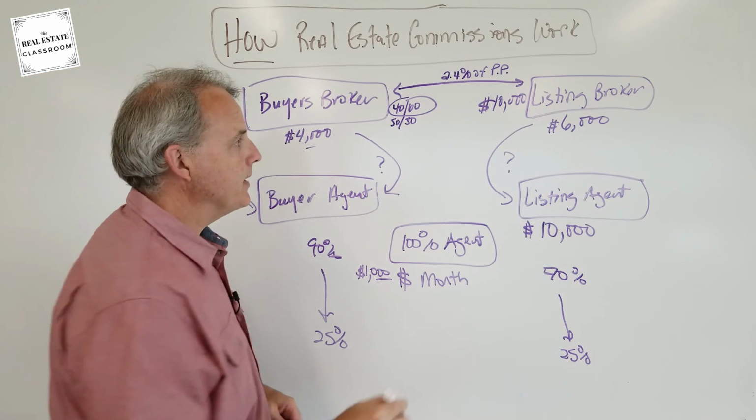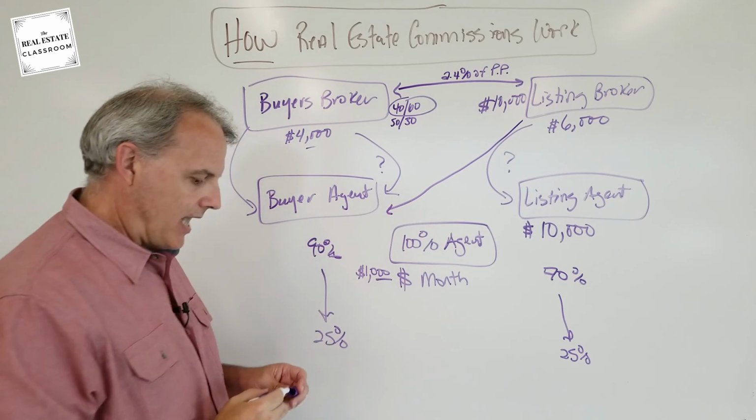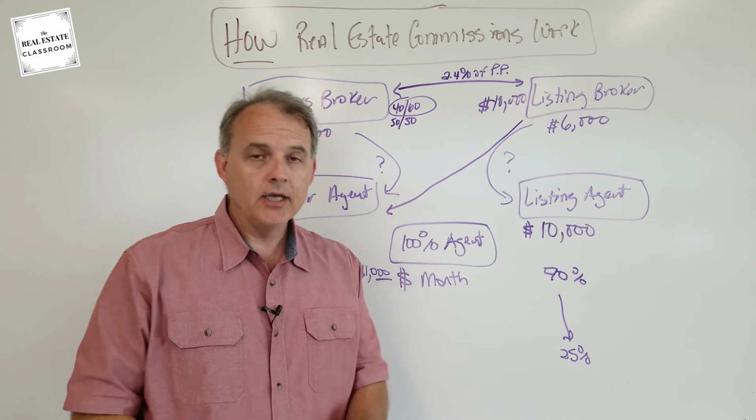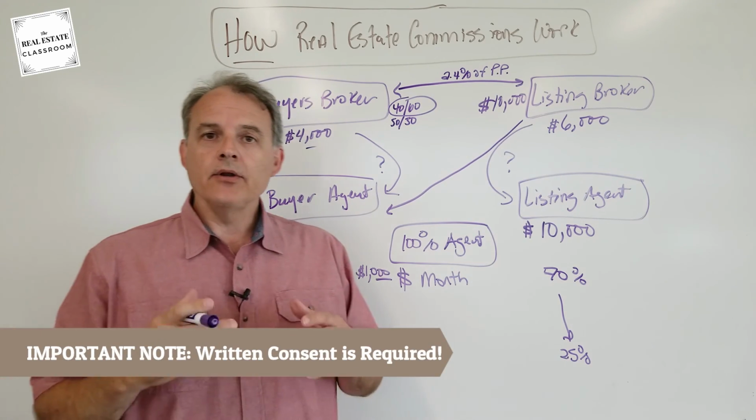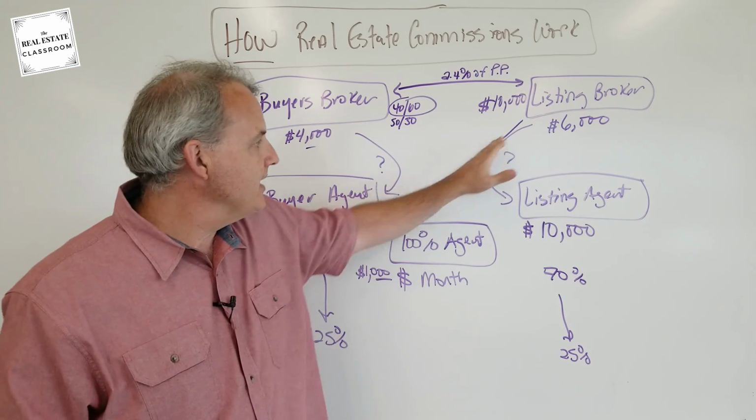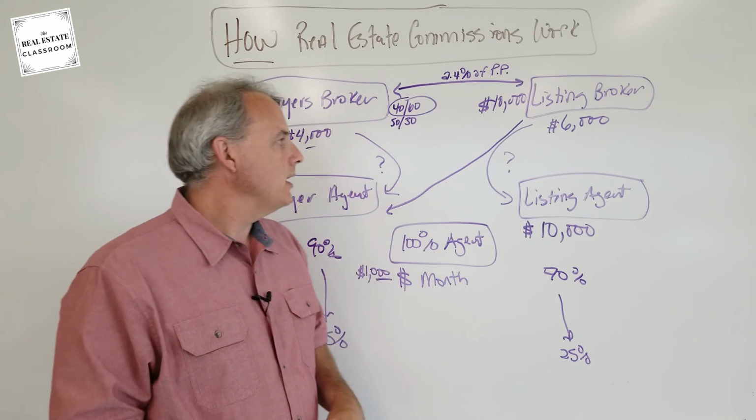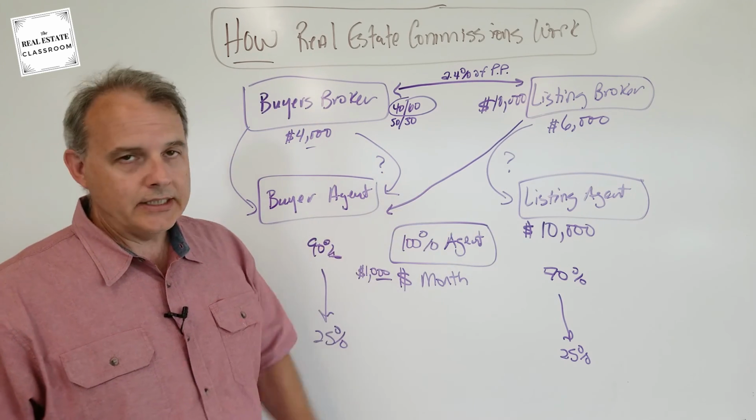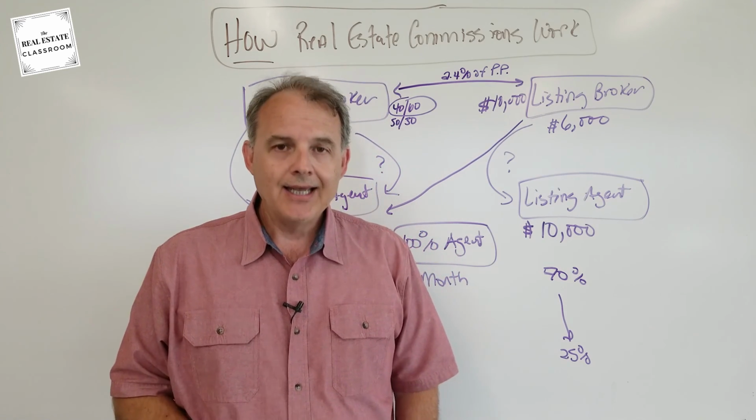What cannot happen is the listing agent paying the buyer's agent from a different company directly without written consent. There must be written consent and permission from the buyer's broker for this to happen. It's very rare that it actually happens, but it does require written consent, and you need to know that as well for your real estate licensing exam.